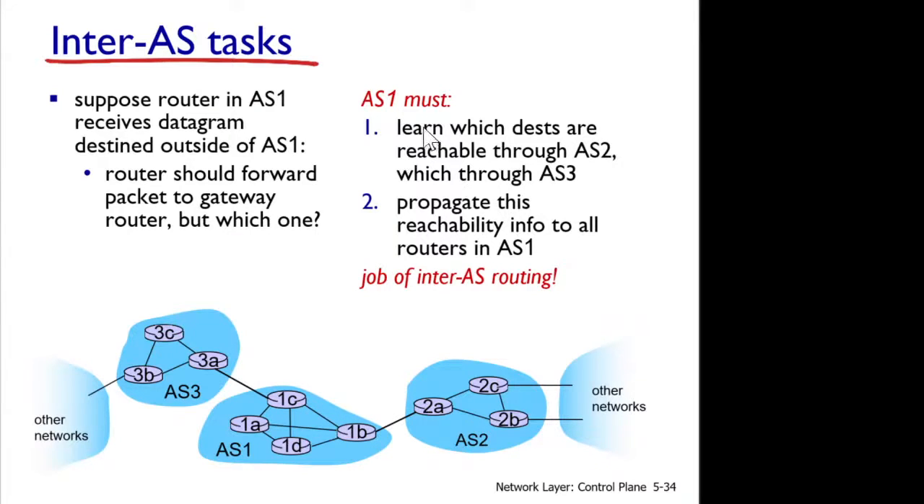So AS1 must first learn which destinations are reachable via AS2 and via AS3, and then it has to propagate that info to all the routers inside here, so that they all know which one they should send this datagram onto, and therefore whether they should send it to 1C or to 1B to get it off the network. And that's the job of inter AS routing, which we'll learn about now.